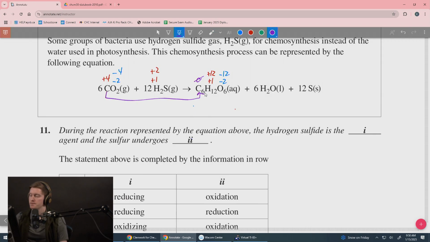One of the main aims of photosynthesis is to reduce the carbon in carbon dioxide to turn it into this high energy molecule glucose. This is a similar process, it's just chemosynthesis. And so it makes sense that the carbon here is being reduced. The carbon goes from +4 to 0, which means carbon is reduced. It becomes more negative. The substance that is reduced is the oxidizing agent.